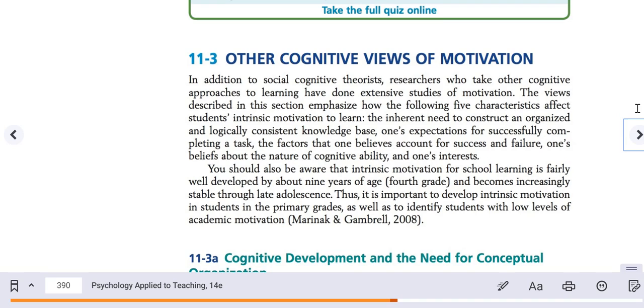You should also be aware that intrinsic motivation for school learning is fairly well developed by about 9 years of age, 4th grade, and becomes increasingly stable through late adolescence. Thus, it is important to develop intrinsic motivation in students in the primary grades as well as to identify students with low levels of academic motivation.